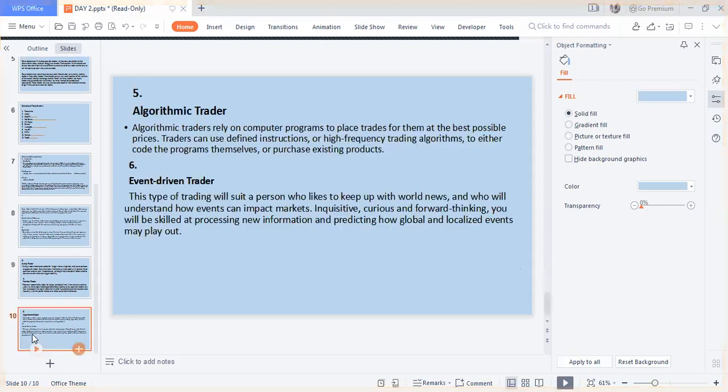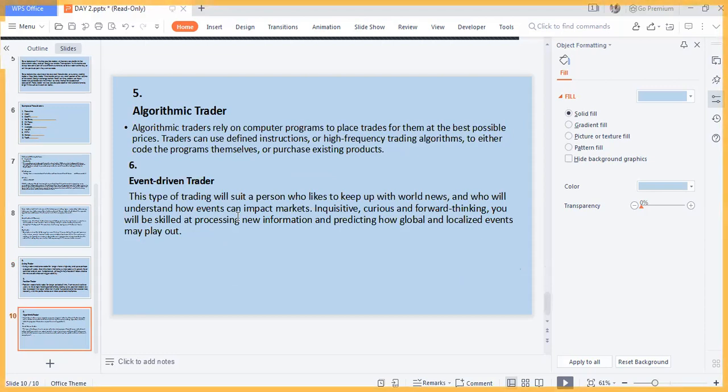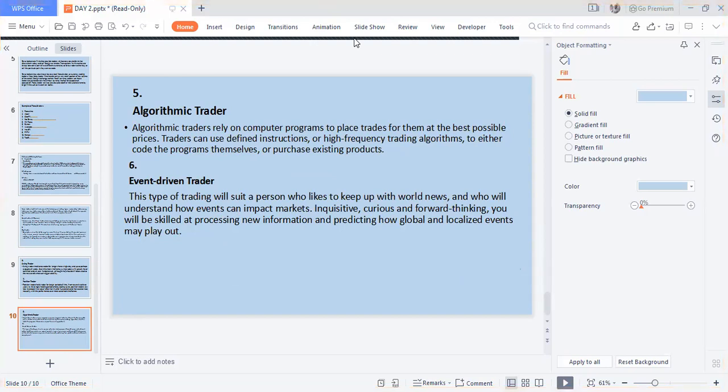The next one I'll talk about is algorithmic traders. Algorithmic traders are traders that rely on computer programs to place trades for them at the best possible price. These people design and use a robot to pick trades. For instance, I'm designing a robot. By the grace of God, my robot is ready, but I'm backtesting. When you are backtesting, you are trying to see the efficiency of the robot. You want to be sure that what you are giving out to people is not fake and it is real.